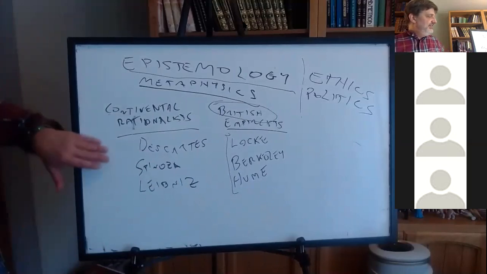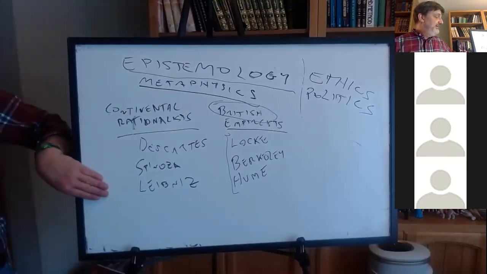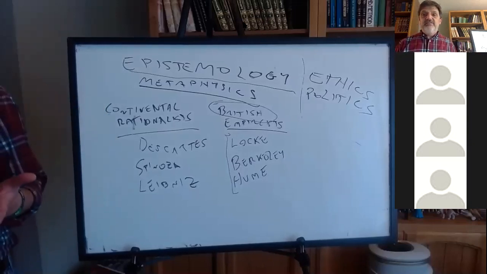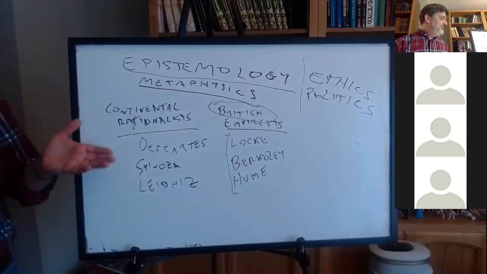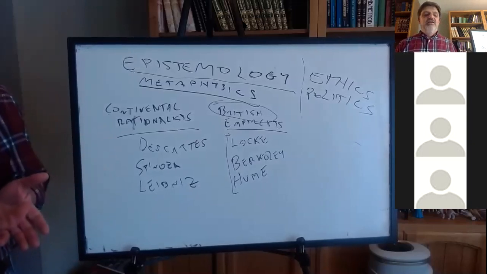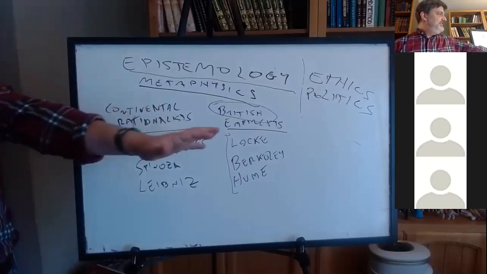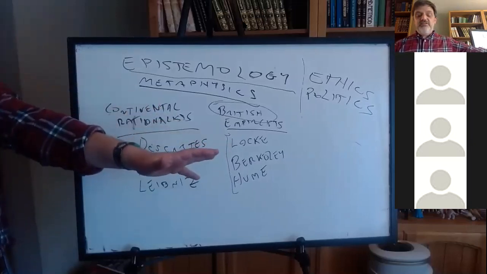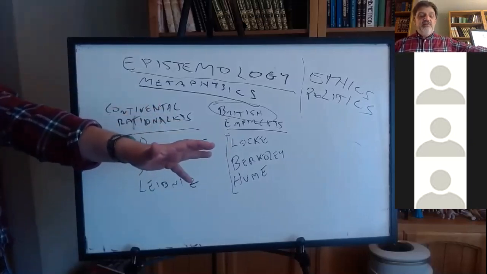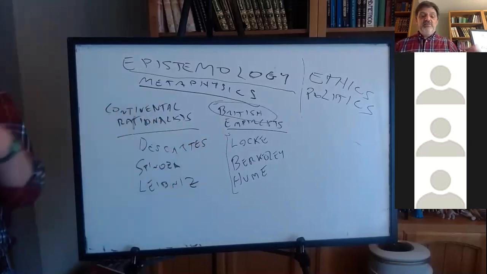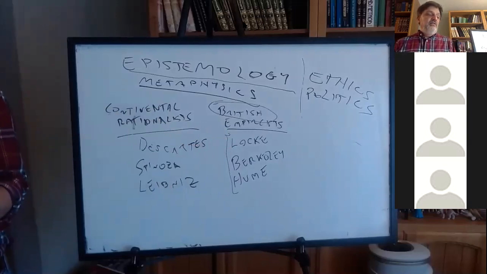In the case of the Continental rationalists, I would even say this is kind of an external label. They didn't think of themselves as continental. They thought of themselves as French, Dutch, and German. But in the case of the British empiricists, well, first of all, they did think of themselves as Britain being its own separate sphere of doing philosophy.